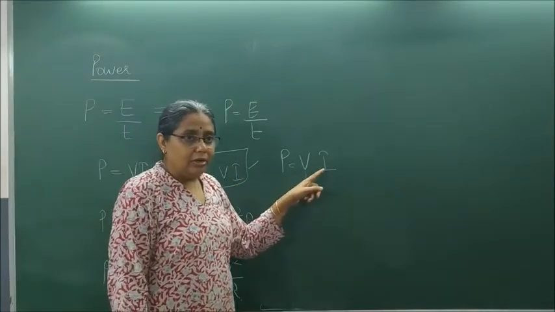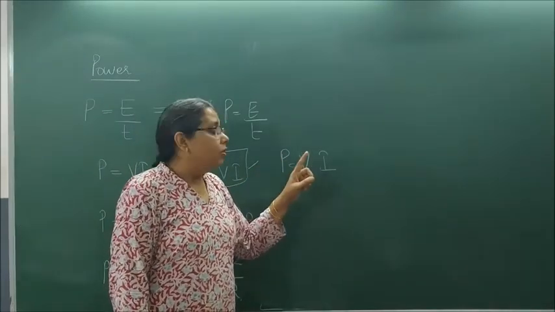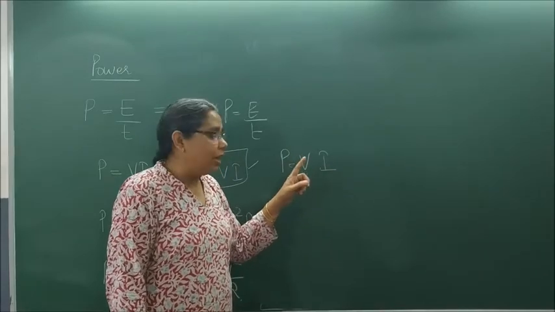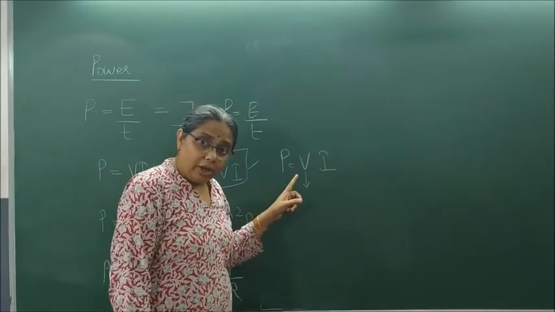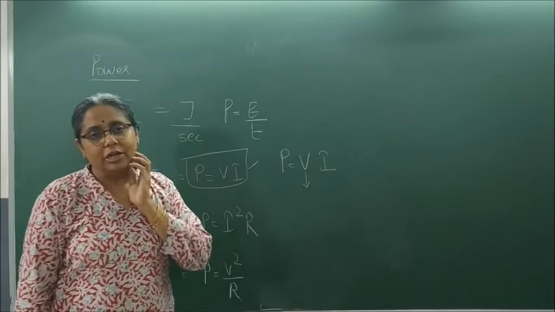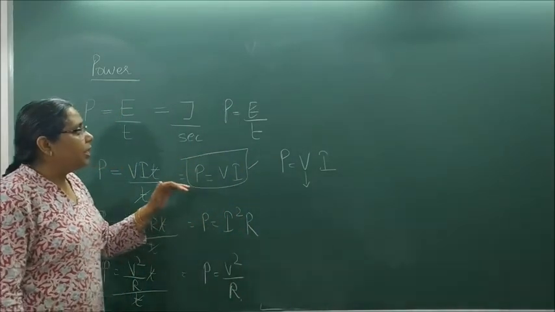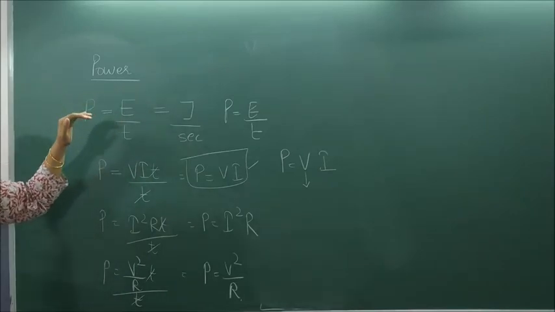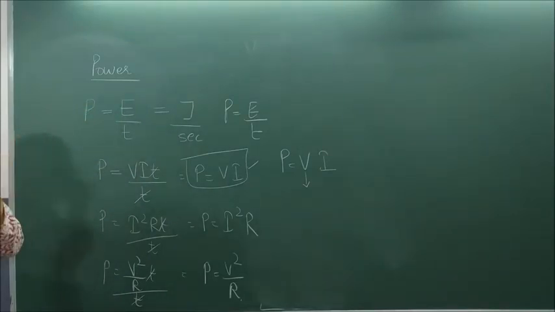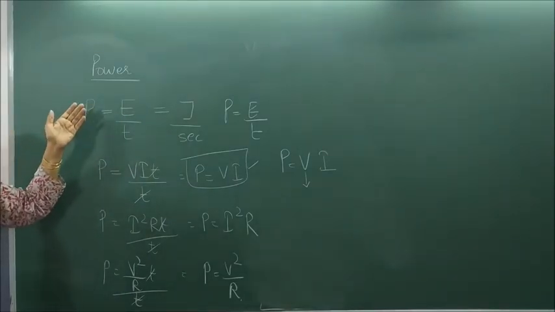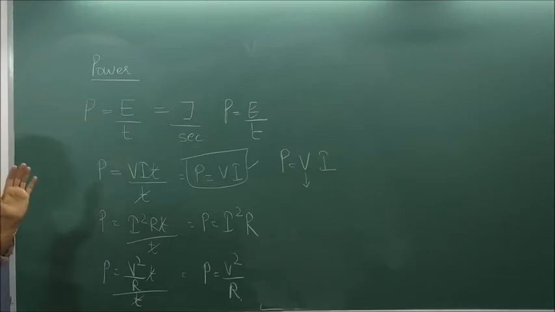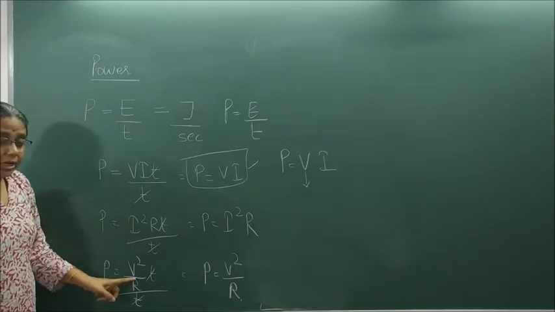When a current of 1 ampere flows through a cross section of a conductor having a potential difference of 1 volt, it establishes a power of 1 watt. Clear? So what is power? Electrical energy consumed per unit time, or energy consumed per unit time, because here we are using what energy?